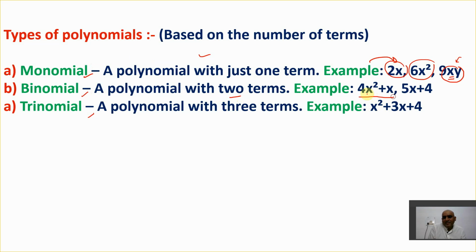4x squared plus x. Yes, 4x squared is one term, and x is another term, so it becomes two terms. 5x plus 4: 4 is one term, 5x is one term, right? So it becomes a polynomial having two terms.